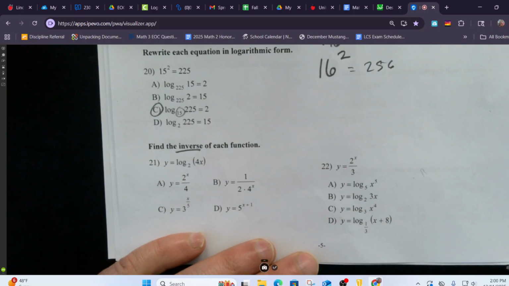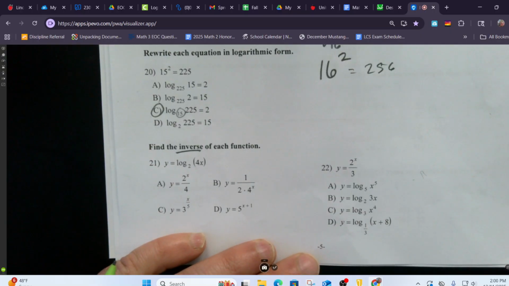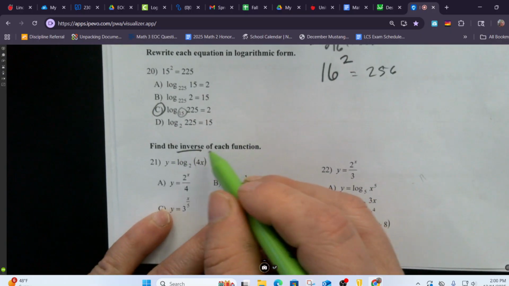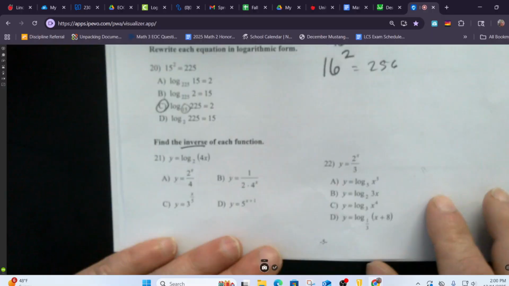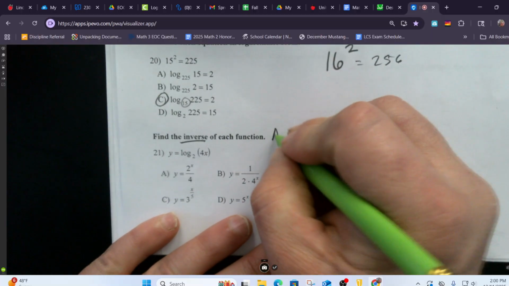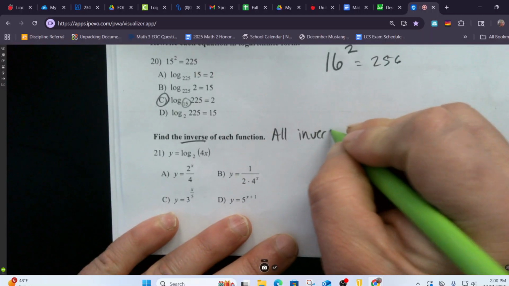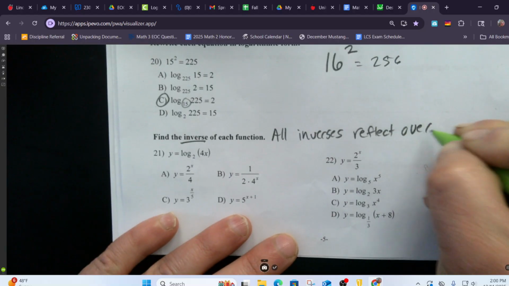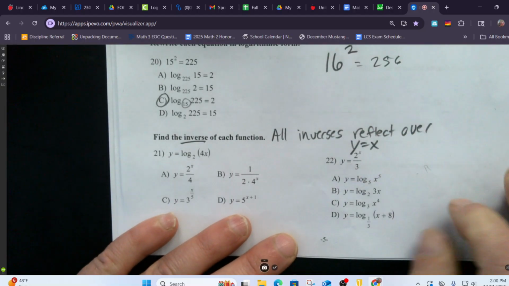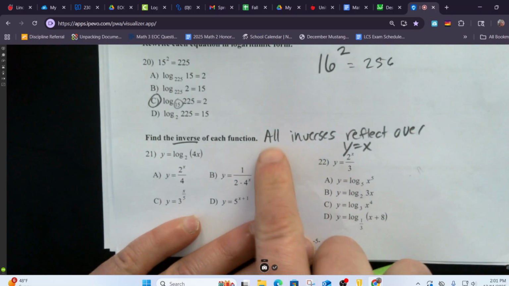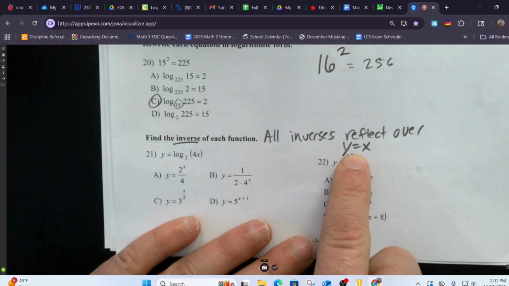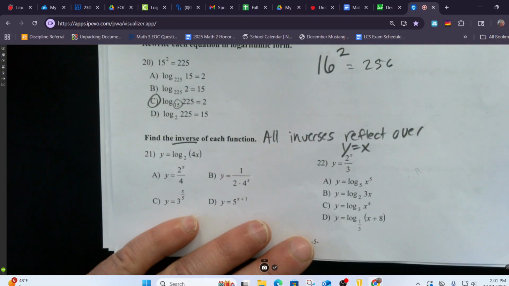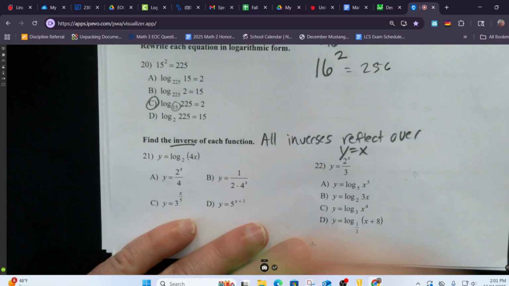Guys, with inverse, you can use the form to invert it, but now let me show you the easy way to do this. Write this down. There's two things you need to know about inverse. All inverses reflect over y equals x. That's just the diagonal line that goes through the origin, a linear equation.